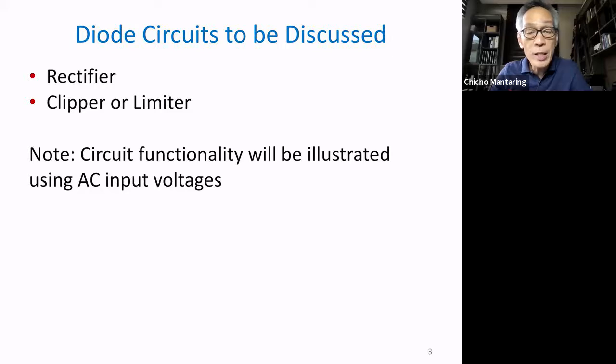The inputs to these circuits are not necessarily DC inputs. In fact, more often than not, they are time varying inputs. And what we're going to do is we're going to show the functionality of these circuits using AC input voltages. In this case, sinusoidal input voltages. But that does not mean that these circuits can only be used with sinusoidal input voltages. As long as you have a time varying, or actually any type of input, you can use these particular circuits. So you should be able to get the output of these circuits for any type of input.